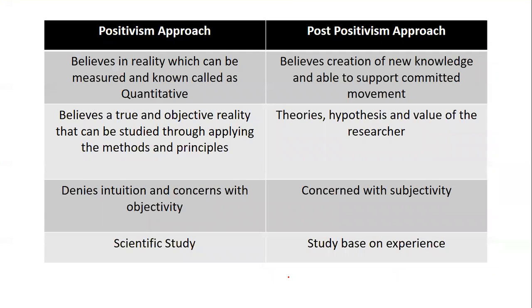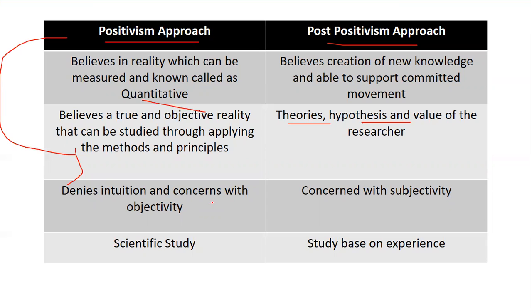Let's see quickly the difference between positivism and post-positivism. Positivists believe in a reality that is scientific. They are also called quantitative, whereas post-positivists believe in the creation of new knowledge and support the committed movement. They believe in objective reality through applying methods and principles. They create theories and hypotheses, and the value of the researcher is done over here. Positivism denies intuition. They do not go with any intuition and are concerned only with objectivity, whereas post-positivism is concerned with subjectivity. So positivism basically includes scientific study, and post-positivism you can also call qualitative, in the form of description or experience.